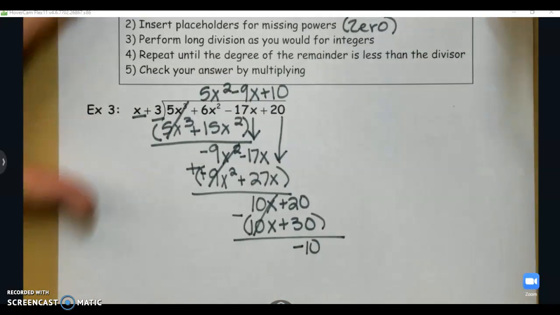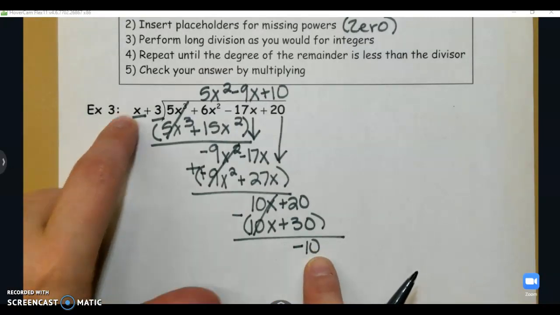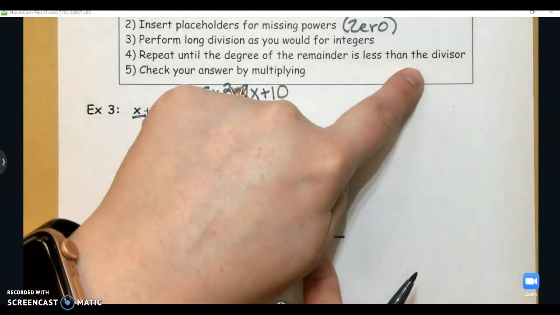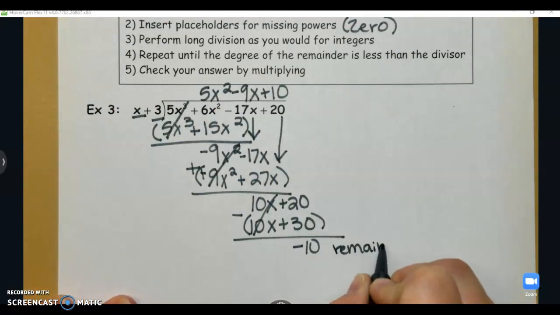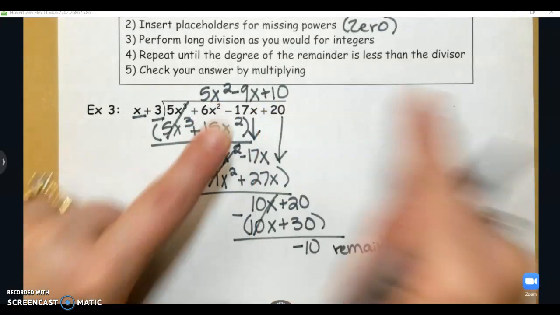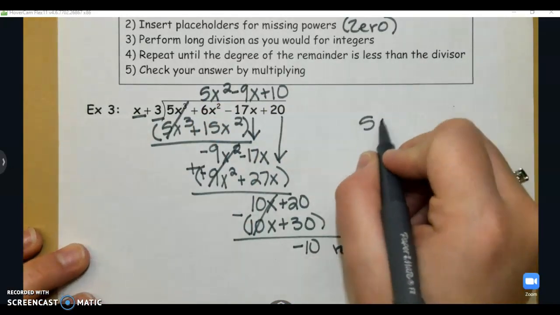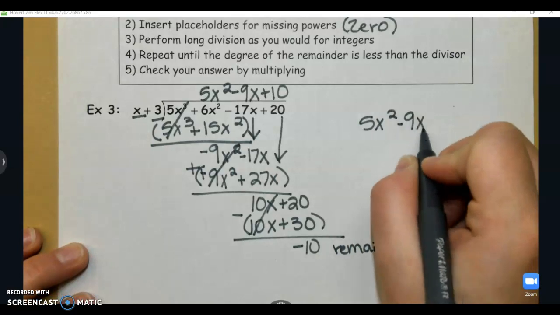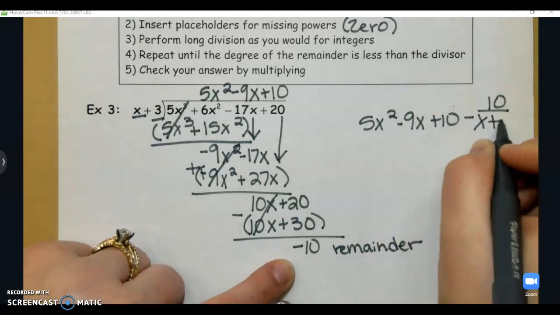Now, the degree on negative 10 and x. This would have a degree of 0 because there's no x in the term, which means the degree of the remainder is less than the divisor. So we're done. And this becomes our remainder. So the final answer is everything on top of our division and then our remainder over the dividend. So 5x squared minus 9x plus 10 minus 10 over x plus 3.